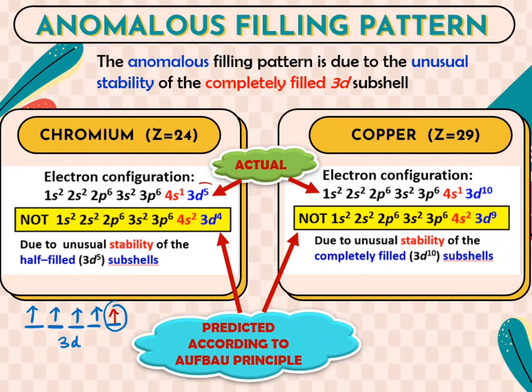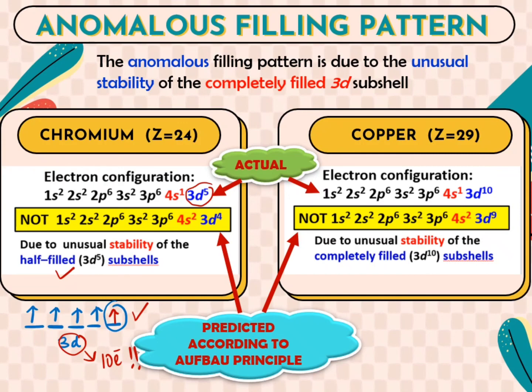Okay, so masukkan. So that's why dia jadi 3d5. Sebab apa? Sebab dia nak cukupkan half fill subshell. Sebab kita tahu 3d maximum elektron adalah 10, tapi kita hanya 3d5 saja. So dia jadi half fill, separuh daripada 10.